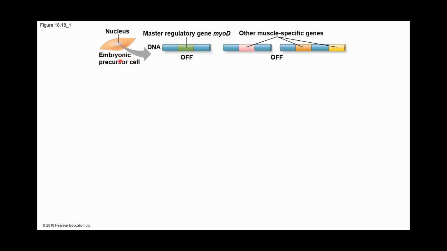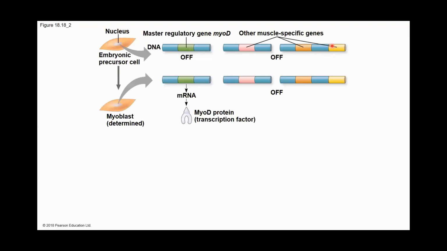Now, in the embryonic precursor cell, a master regulatory gene or a transcription factor important for the differentiation of muscle cells, its transcription is off, and the transcription of genes that are important for muscle cells are also off. But when an embryonic precursor cell transcribes the master regulatory gene MyoD, MyoD encodes a transcription factor called MyoD protein.